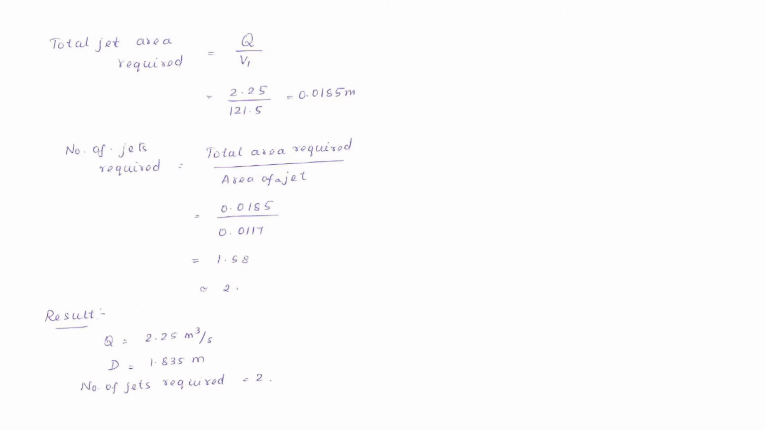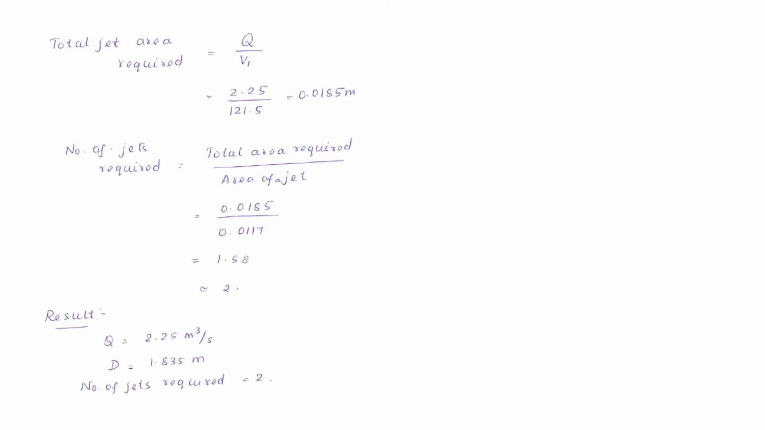So discharge divided by the velocity will give you the area required. But we don't know the velocity. So how to find the velocity? V is equal to CV into root of 2gH. They have given coefficient of velocity. By using the formula CV, coefficient of velocity, into root of 2gH, we can find out what is V1.